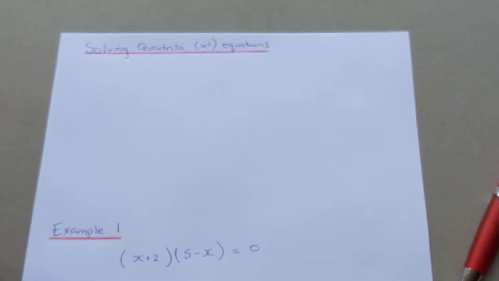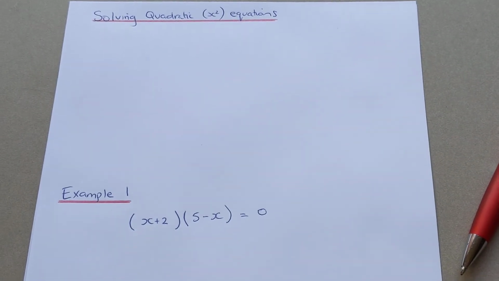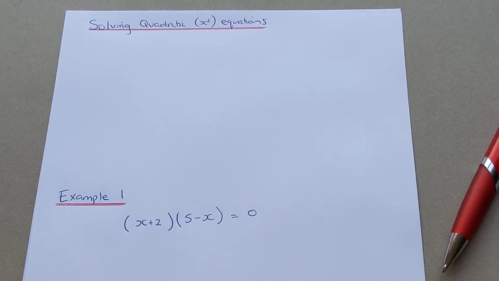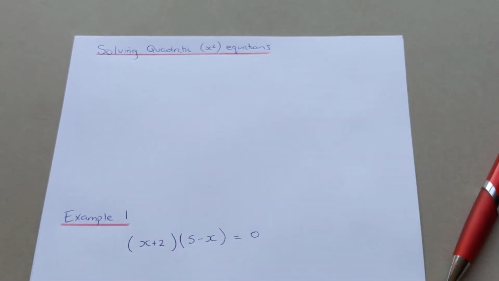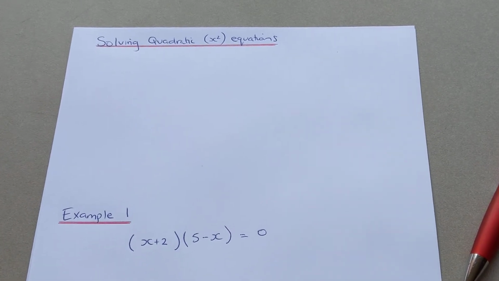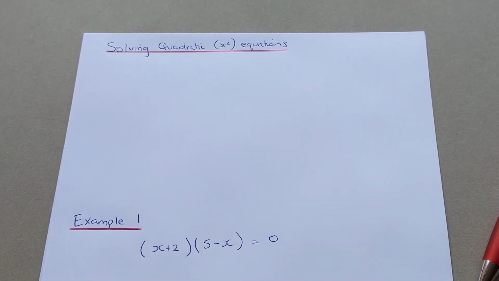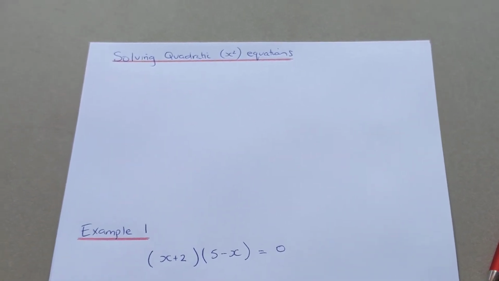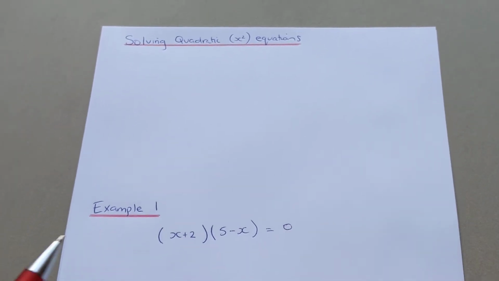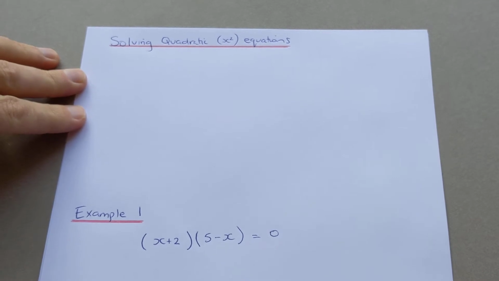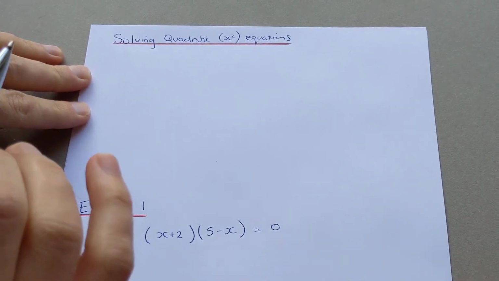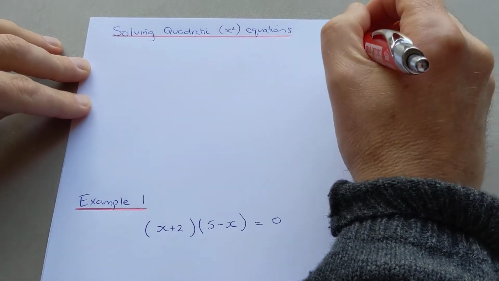Okay. All right. And we're going to have a look now. We've dealt with expanding and factorising of quadratic equations, and we've looked at mainly examples where we end up with two brackets. What we're going to look at now is actually solving equations that involve quadratics. Now, there's a couple of key things to understand about this before we start.